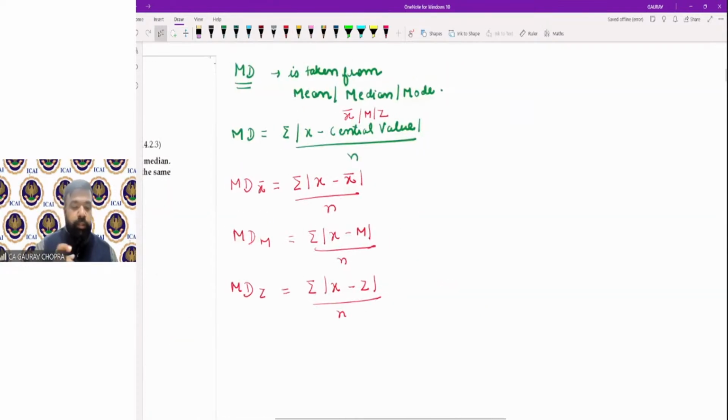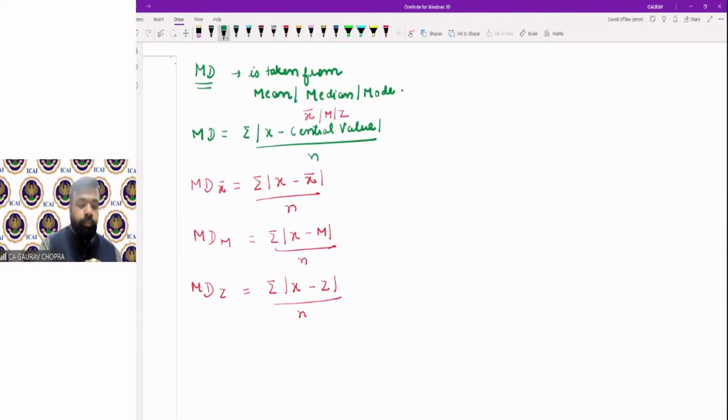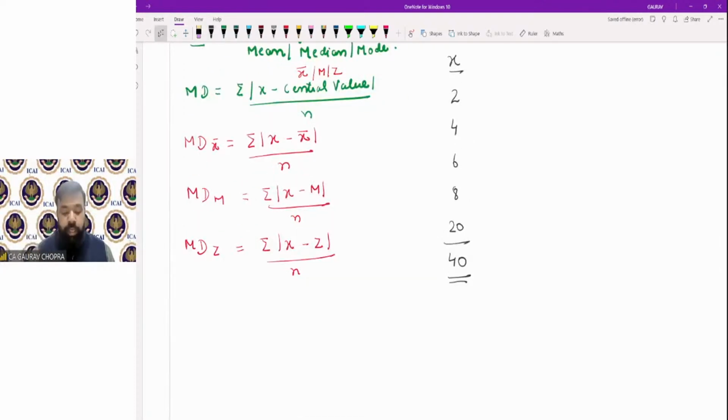Now let's take an example based on this. X is given: 2, 4, 6, 8, and 20. The total is 40. Now we want to take mean deviation from mean. If you want deviation from the mean, we have to calculate the arithmetic mean first. So 40 divided by the total number of observations, 5, is 8. The most important thing is you have to use modulus. Modulus means you have to ignore the sign. If a negative number also comes, you do not have to use the minus sign.